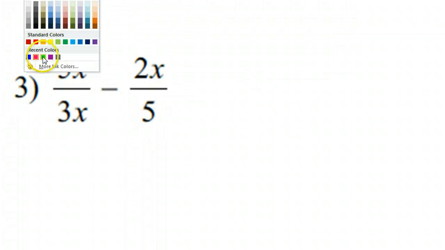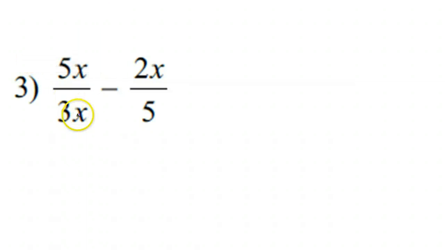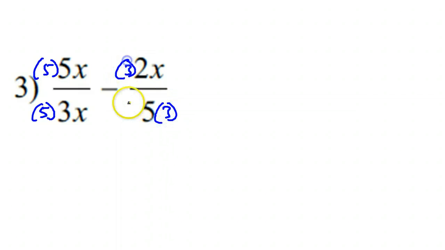Anyway, keep going. I have the 3 and the 5. This has the 5 that this does not have, so I'll give this a 5. Got to do it in the top and the bottom. The left side has a 3. This one doesn't have a 3. Okay, so I've got to give it a 3. Got to do it in the top and the bottom.